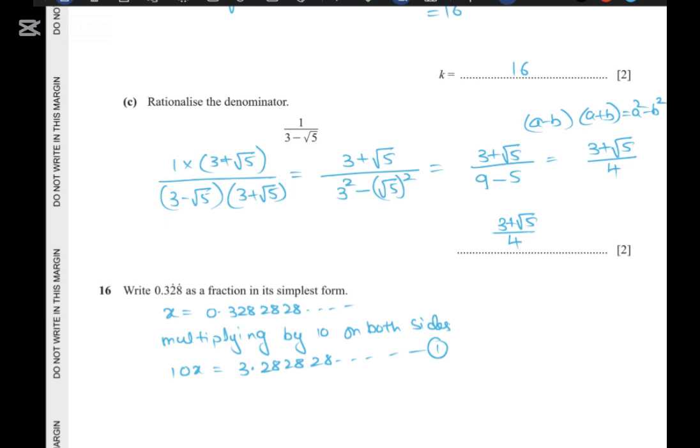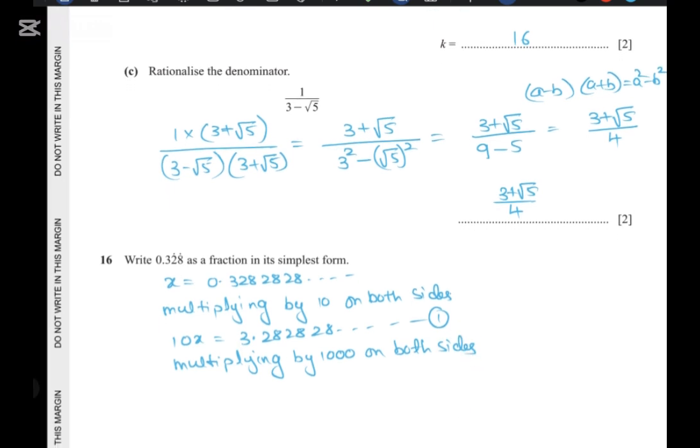Then multiplying the same with 1000, because there are two numbers repeating, we multiply by 1000. If there would be one digit repeating, you should do the next step as multiplying by 100, because after the decimal you should have the same numbers to get 0. So it is 1000x is equal to 328.282828, and so on. Equation 2.